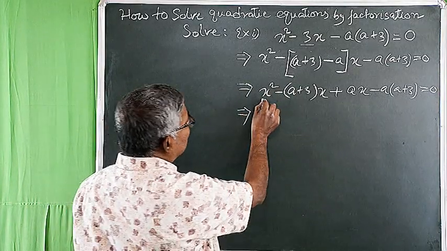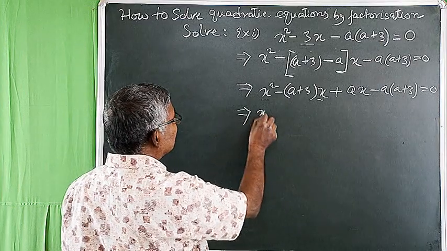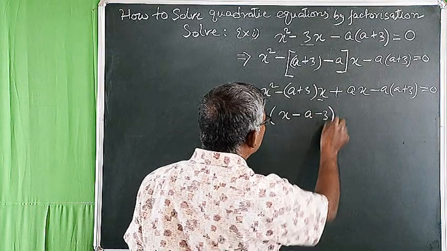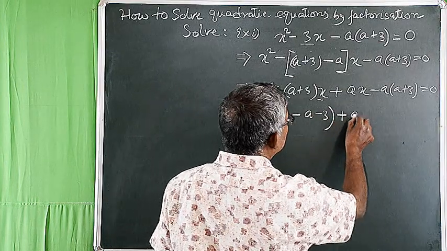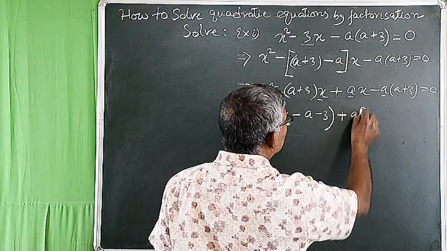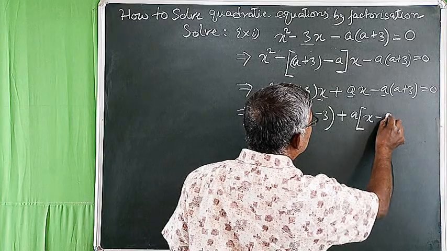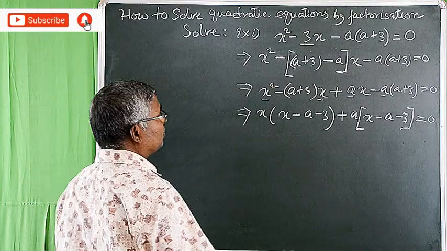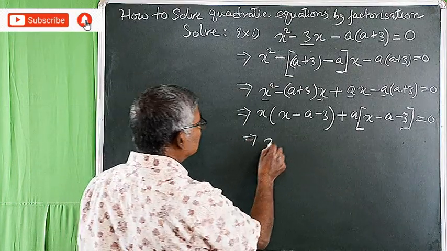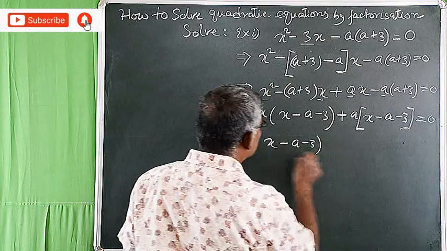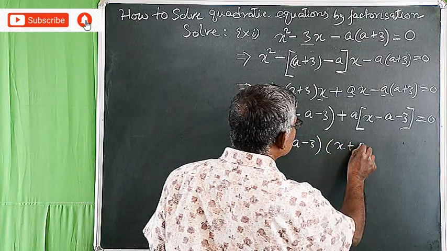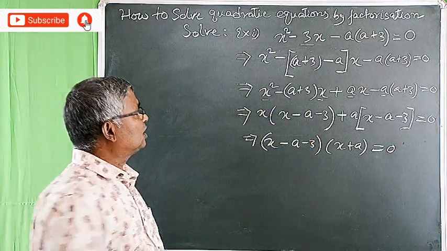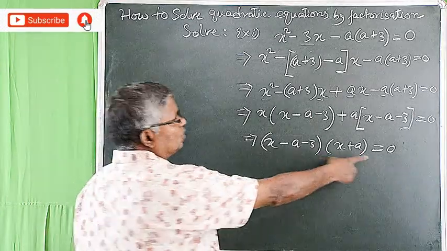Now we are taking x common, so we can write x into x minus a minus 3 plus, we are taking a common, so we can write a minus 3 equal to 0. This implies that x minus a minus 3 into x plus a equal to 0. Students, here see the product of two factors equal to 0.